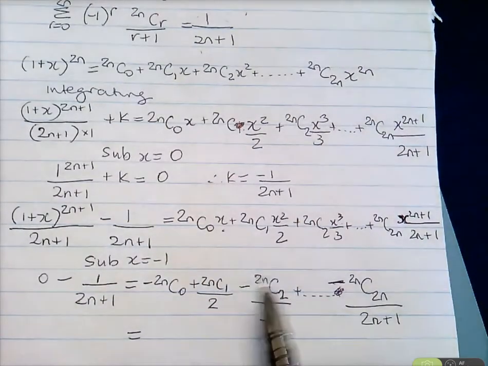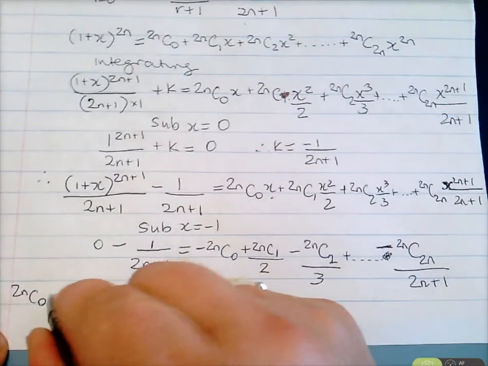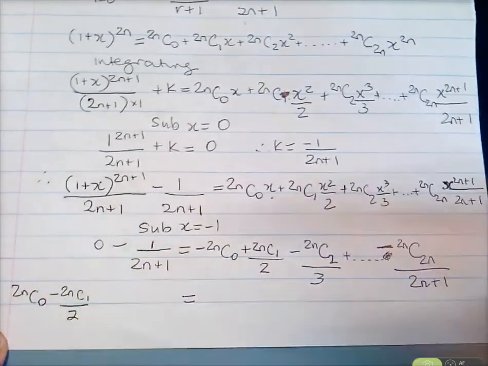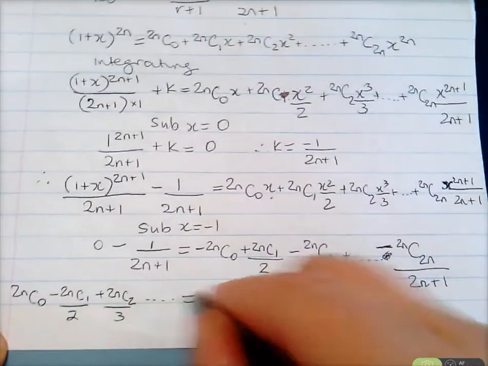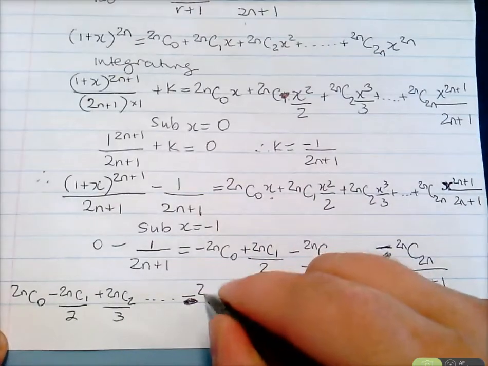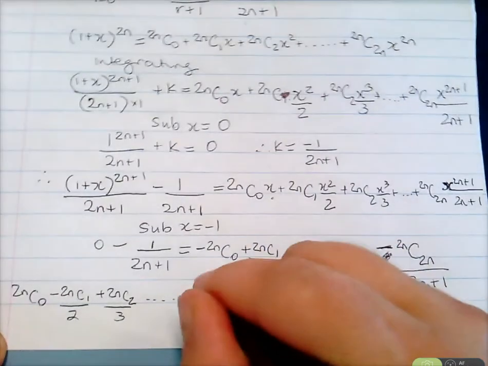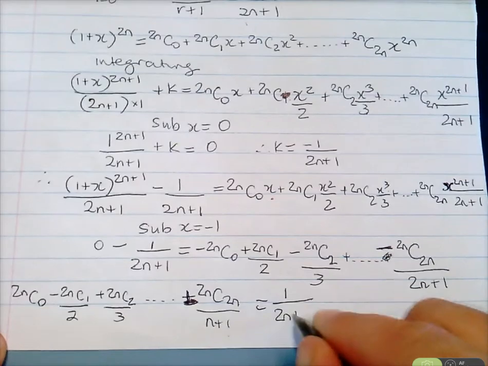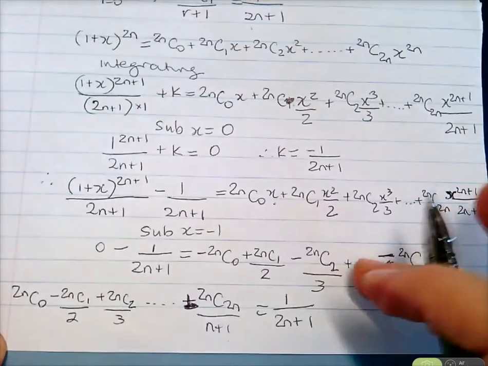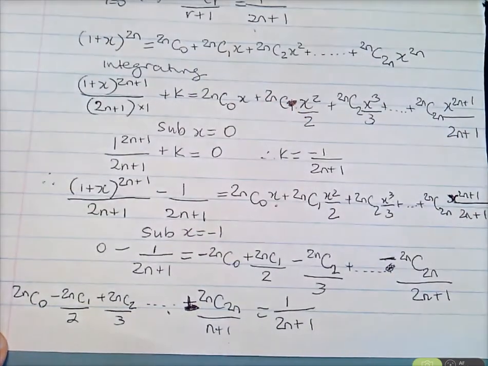So let's swap sides. And we get positive 2nC0 minus 2nC1 over 2 plus 2nC2 over 3, I've got a minus 2nC2n over n plus 1. Oh yeah, that's a plus. Yes, you're right. Plus equals the positive 1 over 2n plus 1, because I've swapped sides of everything. Now let's just see if this fits the expression up there, and it should.